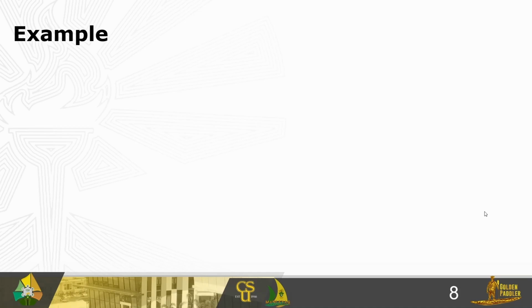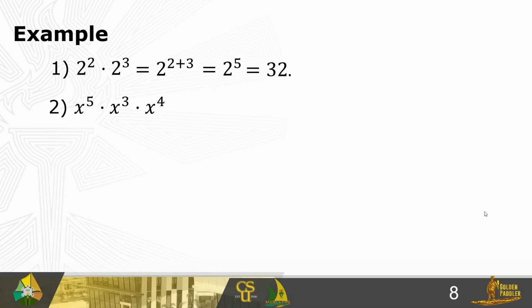Now let's consider examples. So we have 2 squared times 2 cubed. Since they have the same base, we can apply rule number 1. So we are just going to add their exponents. So we have 2 to the power of 2 plus 3, which is equal to 2 to the power of 5. So we multiply 2 by itself 5 times, and we have 32. Another example, x to the power of 5 times x cubed times x to the power of 4 is equal to x to the power of 5 plus 3 plus 4, which is equal to x to the power of 12.